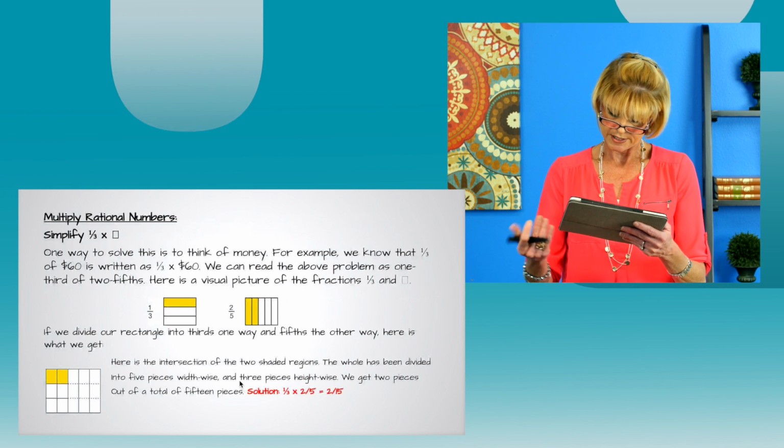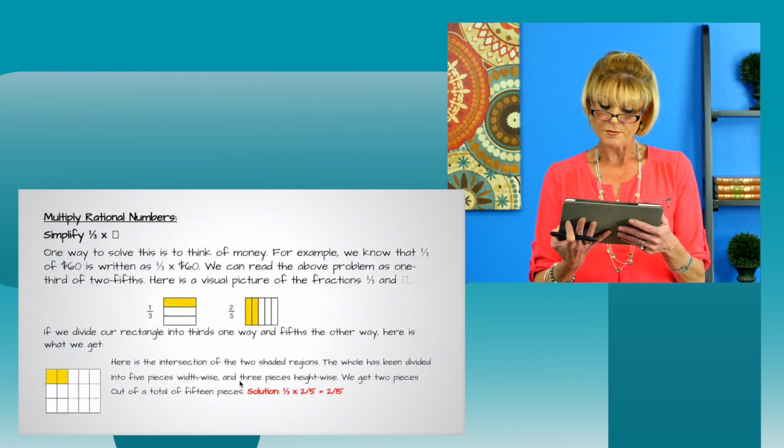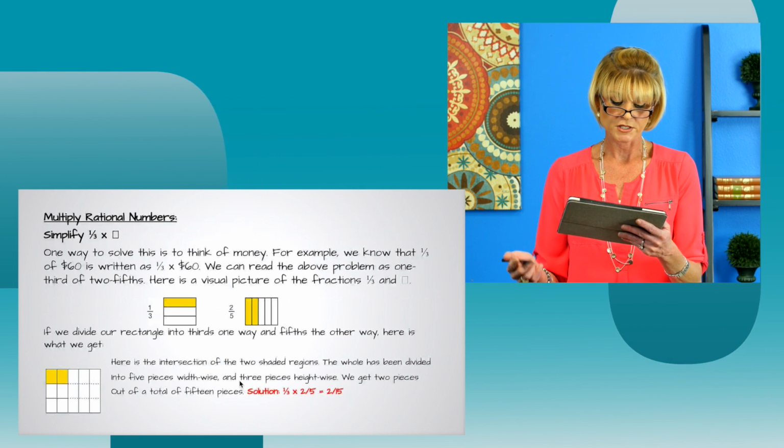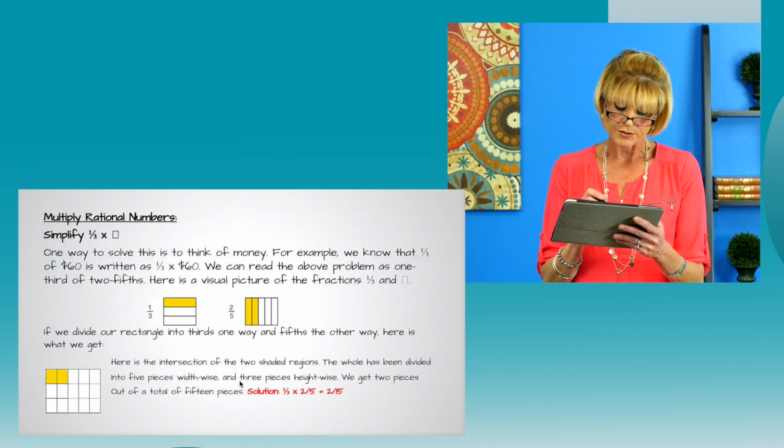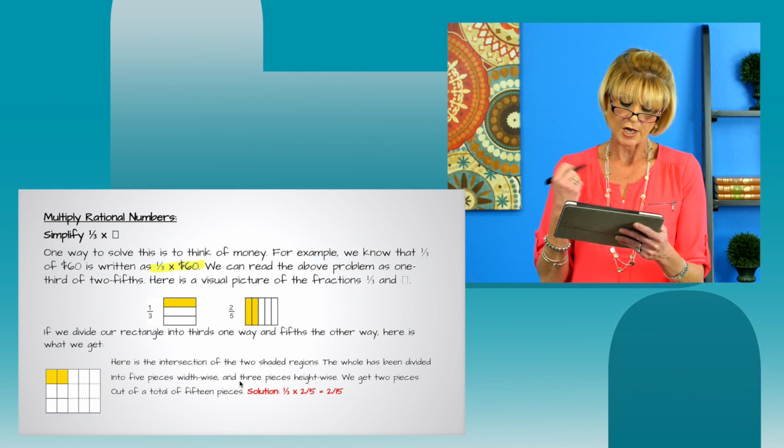All right, let's talk about multiplying rational numbers. Simplify 1/3 times 2/5. One way to solve this is to think of money. For example, we know that 1/3 of $60 is written as 1/3 times $60. We can read the above problem as 1/3 of 2/5.